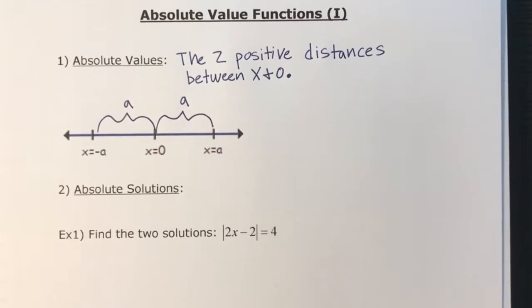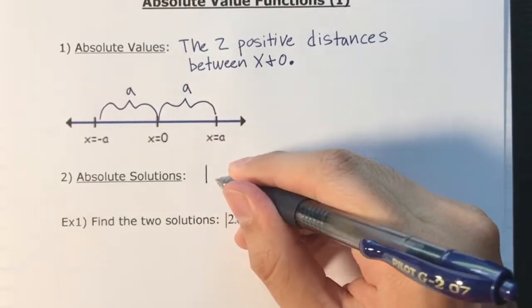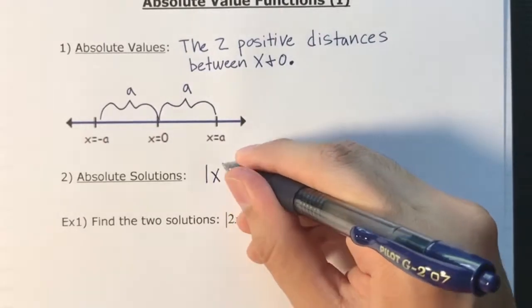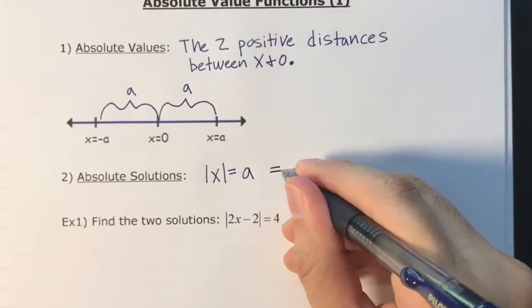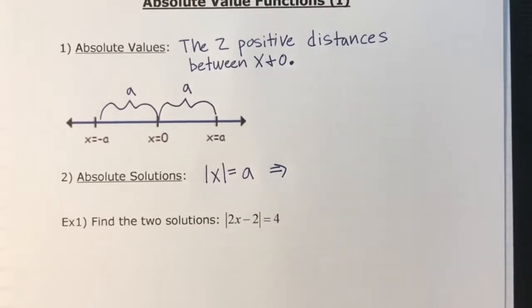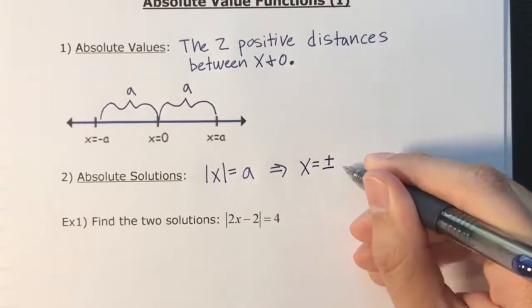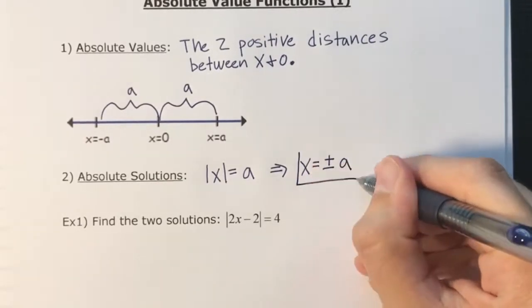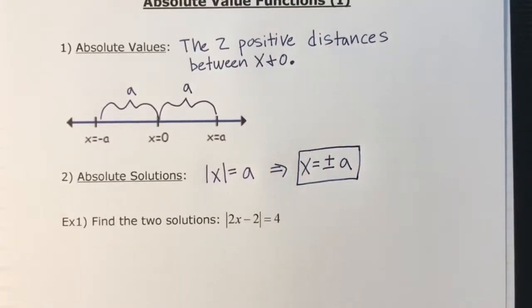Now, we have to define absolute solutions. So when we talk about absolute solutions, we're talking about an absolute equation. So let's write down an absolute equation. Basically, the most simple is absolute value of x equals some number a. Okay? Well, how many solutions are we going to have? Well, we're going to have 2 solutions. We're going to have a solution that's positive a and a solution that's negative a. This is how our solutions are always going to look, positive minus a.